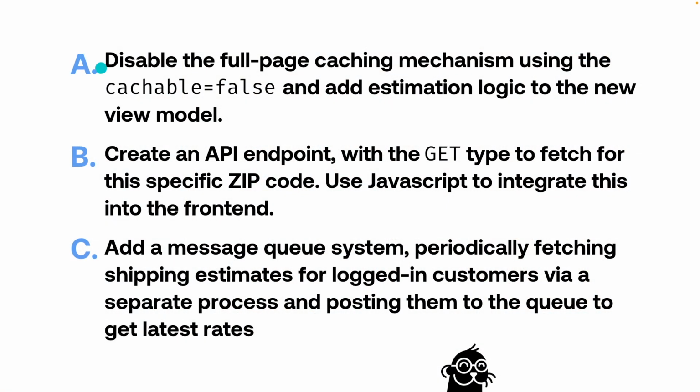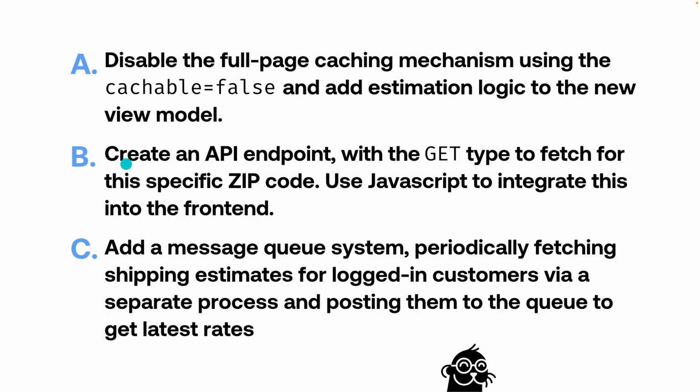All right, A: disable the full page caching mechanism using the cacheable false and add estimation logic to the new view model. Now, we all know this is not a good answer, although unfortunately, I have seen it done. But I know that none of you watching this video would ever consider doing something like this unless it's literally on a customer account page or I guess a shopping cart page, but those have already been done. So in pretty much every other page, you can use full page caching. And here at SwiftOtter, we're even getting into the realm of single page applications, bringing in React components into different places on pages, just because it is really good for performance. So all that aside, disabling the full page caching mechanism, as you guessed, is not a good idea.